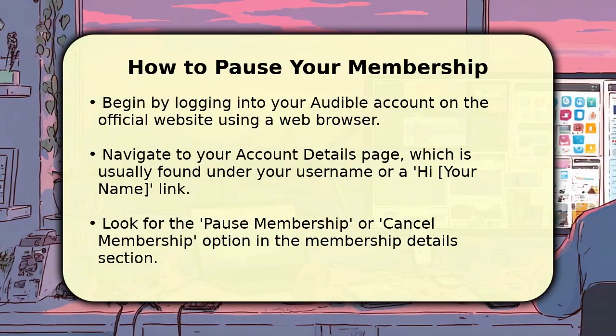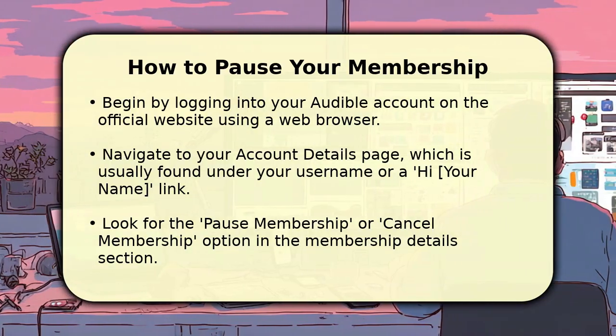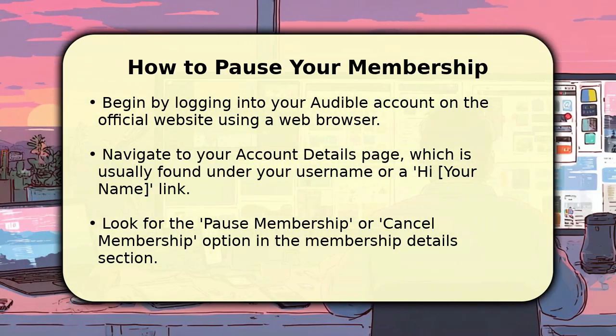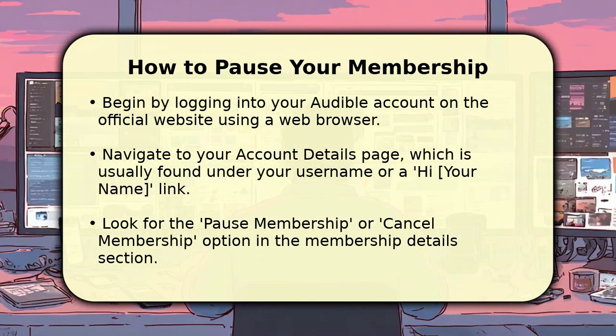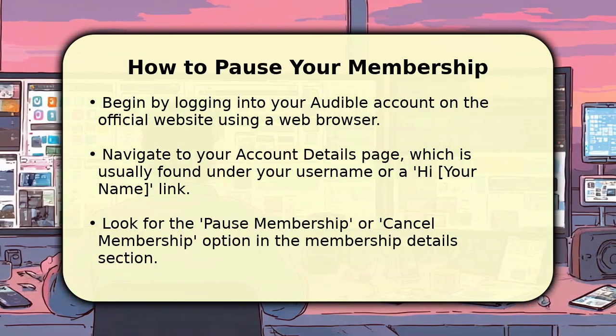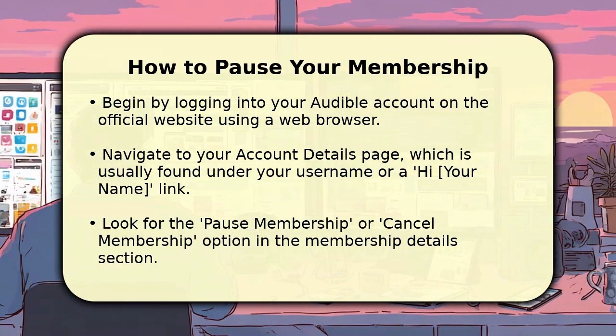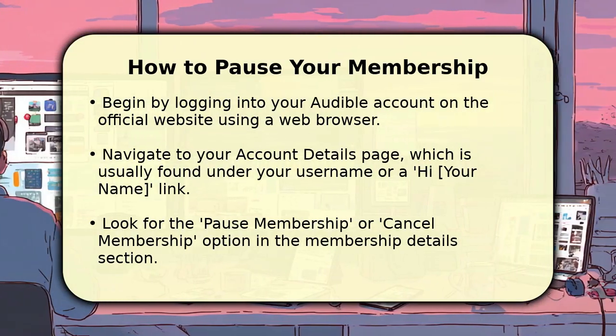To begin, open a web browser and log into your Audible account on the official website. Once logged in, navigate to your account details page. You can typically find this by clicking on your username. On that page, scroll down to locate the section detailing your membership. Here, you will find the option to either pause membership or cancel membership.